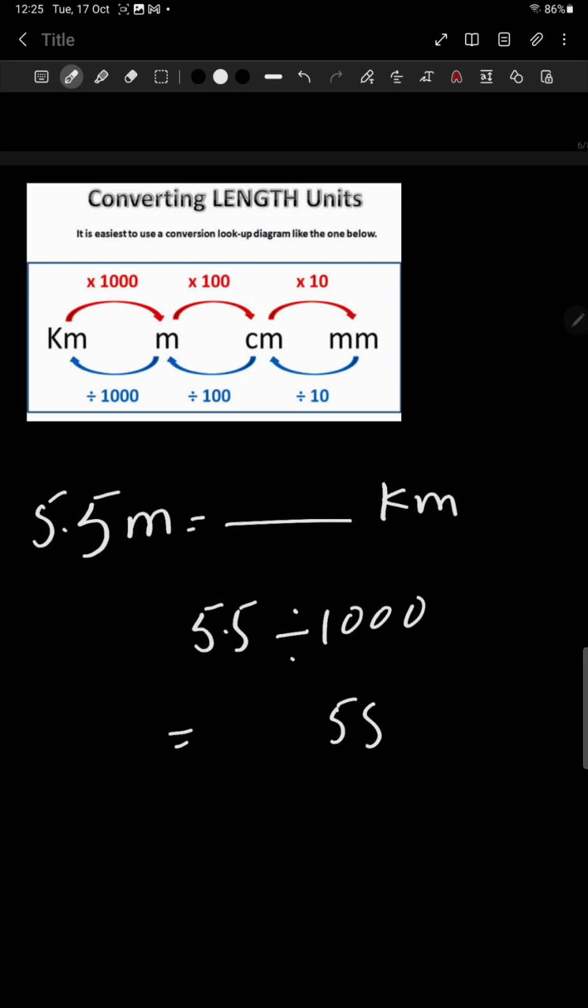So 55, the decimal was over here. 3 places back, 1, 2, 3 places back over here. And there is nothing over here, so we will place a 0 over here as a placeholder. So this will be our answer. 5.5 meter is equal to 0.0055 kilometer.